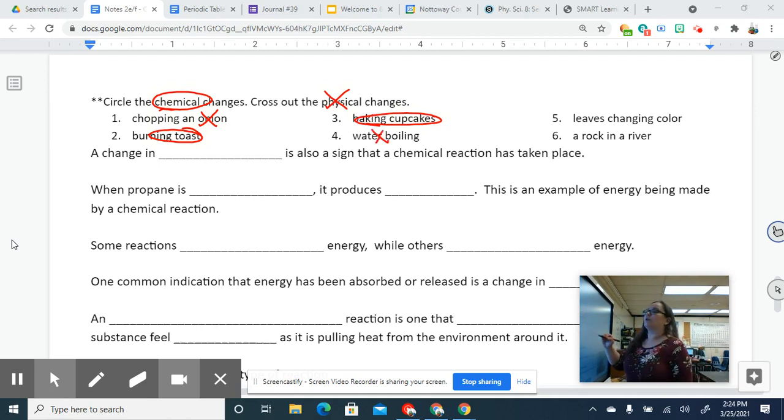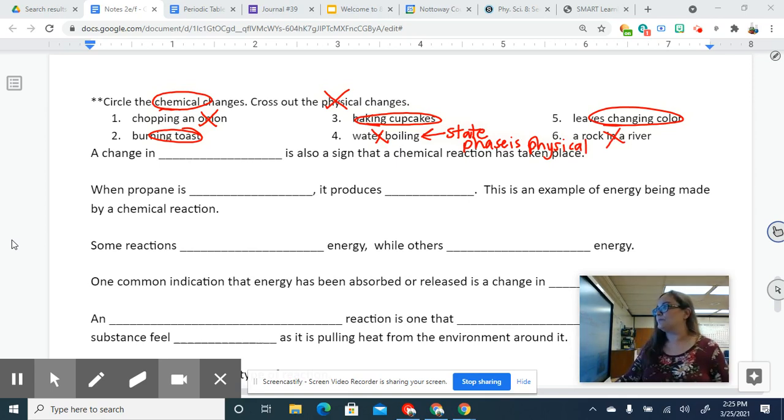Water boiling, water freezing, anything boiling, anything freezing is a physical change. A change of state, a change of phase is a physical change. So phase is physical. If you need to write that down to help you remember that. A phase change is a physical change. Leaves changing color, that's a color change, so that is chemical. And a rock wearing away over time in a river would be a physical change. All right, get that written down.